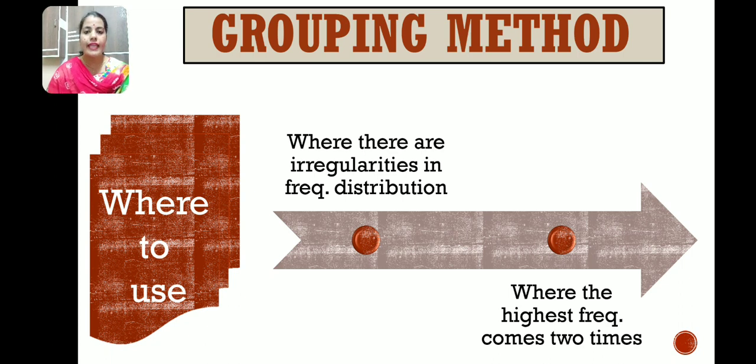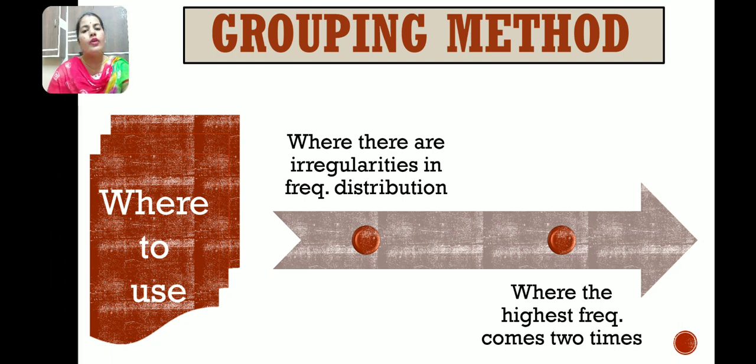The second condition where you use the grouping method is where the highest frequency comes two times. Suppose in the question the highest frequency is 22, and it comes two times. Then you have to use the grouping method, because you can't recognize which is the highest frequency and, in front of that, what is the correct mode. So here you can use the grouping method.